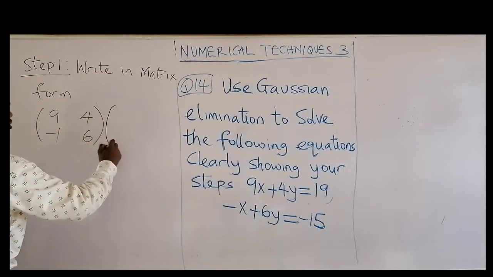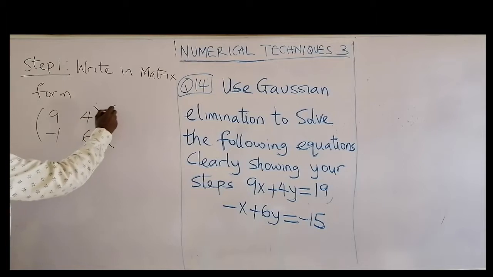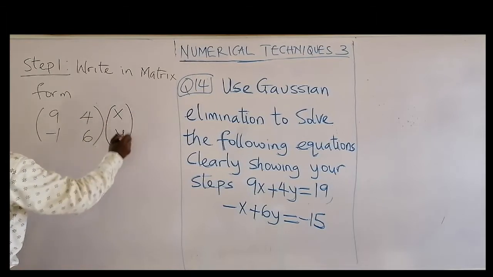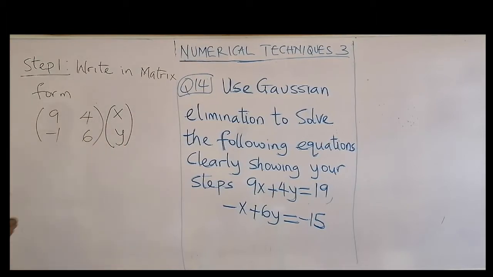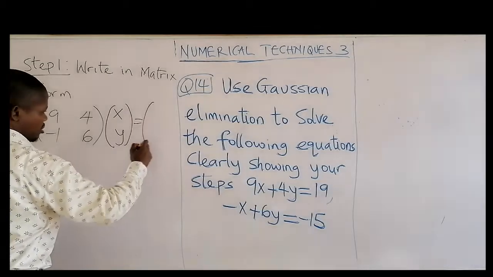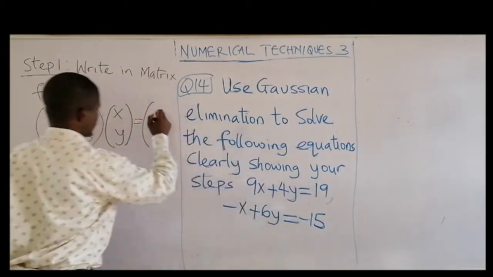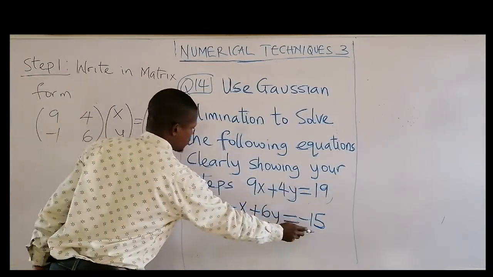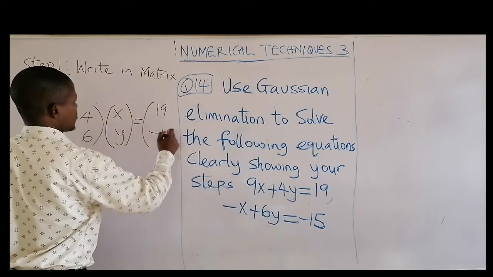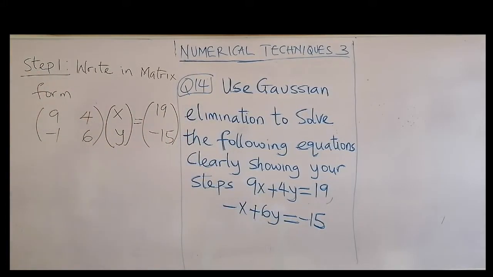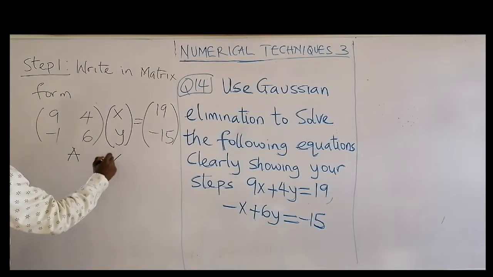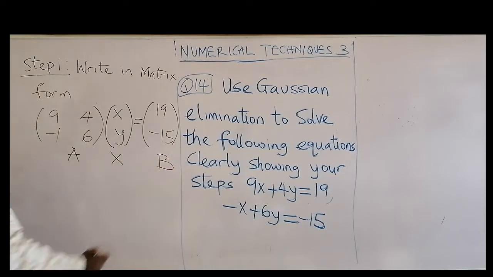Then you put the variables beside the matrix. So then equal to what? Equal to 19 for the first equation, and minus 15 for the second equation. So that's what we have, whereby this is your A, this is your X, this is your B.